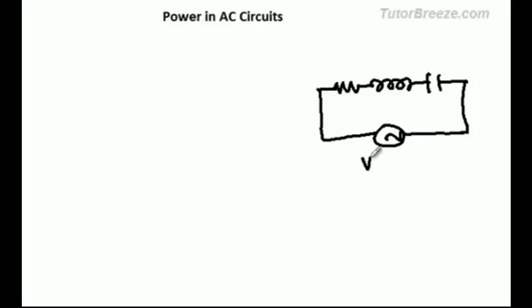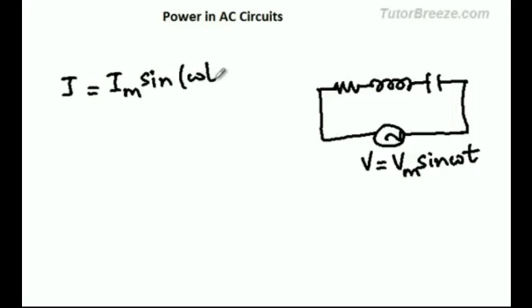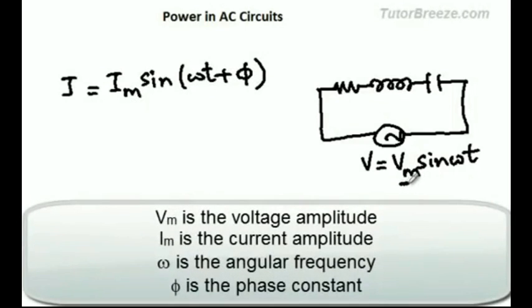Now say a voltage V, which is given by Vm sin omega t, an alternating voltage, is applied to this LCR circuit. The current I in this case is written as Im sin(omega t plus phi), where, if you recall, Vm is the voltage amplitude, Im is the current amplitude, omega is the angular frequency and phi is the phase. Now if you recall, power is the product of voltage and current. So power is equal to V times I.